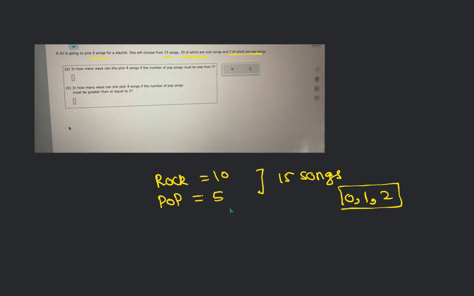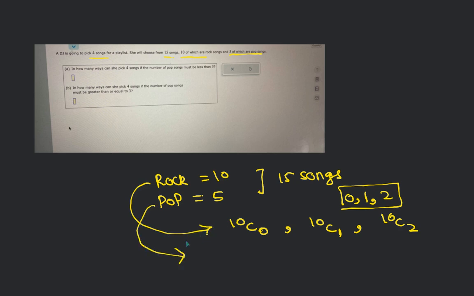So let's take the first case, when all the songs are rock. We have a total of 10 rock songs. For selecting zero songs from this, it will be 10C0, for selecting one song it is 10C1, and for selecting two songs it will be 10C2, right? From the rock. Are you able to understand? Yes, clearly.